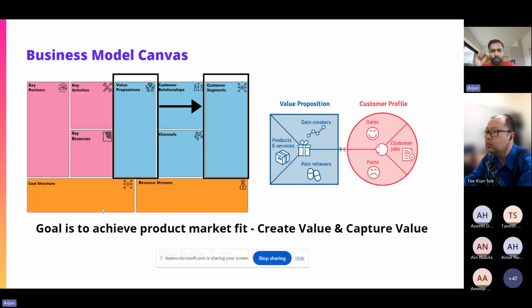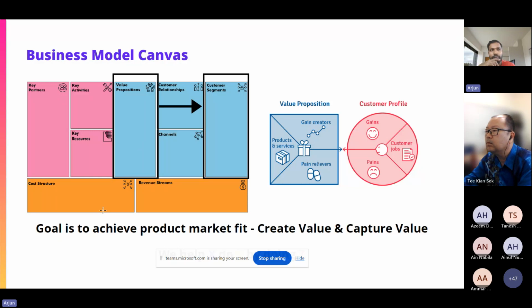So what is value proposition? Value proposition is basically two things. One is what gain you are providing to this particular customer segment, and what pain you are relieving for this customer segment. So basically, either your product or service should create a gain or should relieve a pain.